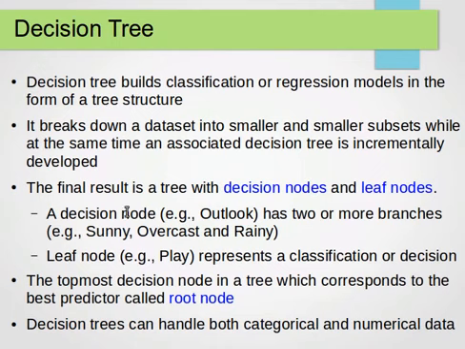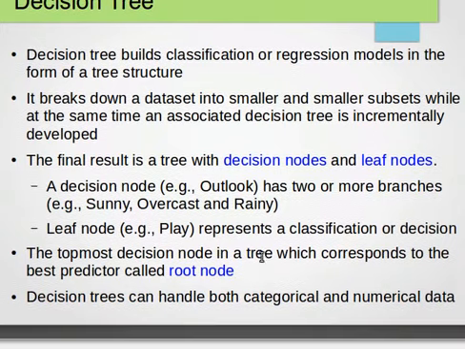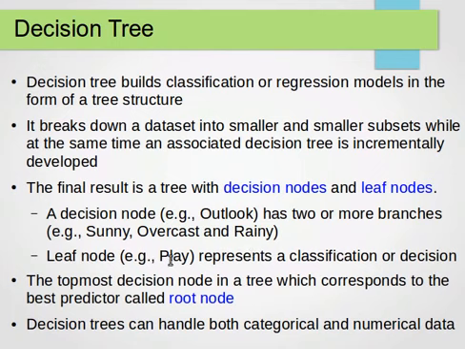A decision node, for example, if you remember our weather data set, can be the outlook. It can have two or more branches. For outlook, for example, we have 3 branches. We can branch on sunny, overcast, and rainy. A leaf node, for example, to play or not to play, represents a classification or a decision. So a leaf node has no branches, we only have a class there. The topmost decision node in a tree, which corresponds to the best predictor, is called the root node.